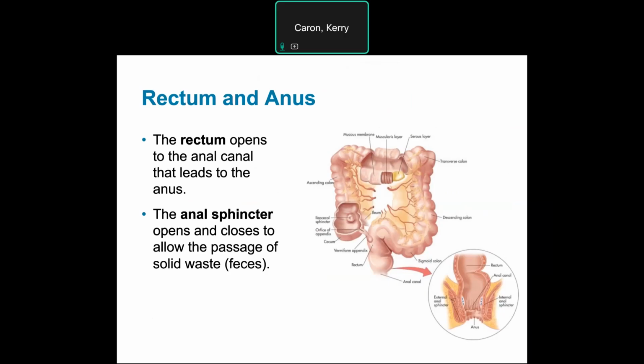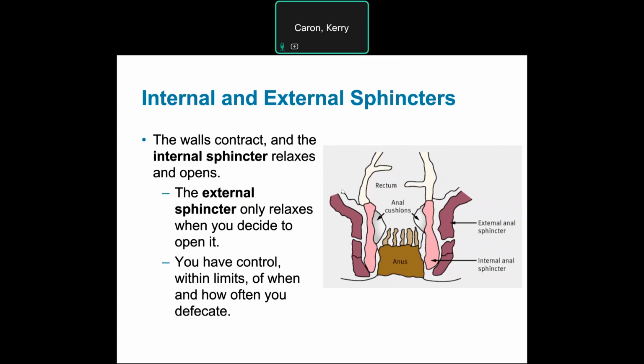Following the large intestine is the rectum and the anus, and the rectum is a storage tank. It opens to the anal canal. The anal sphincter opens and closes, allowing the passage of feces or solid waste. In the anus, they have internal and external sphincters. The internal sphincter is going to relax and open, and it's the external sphincter that has conscious control. So it only relaxes when we decide to open it. So we have control within limits on how often and when defecation happens.